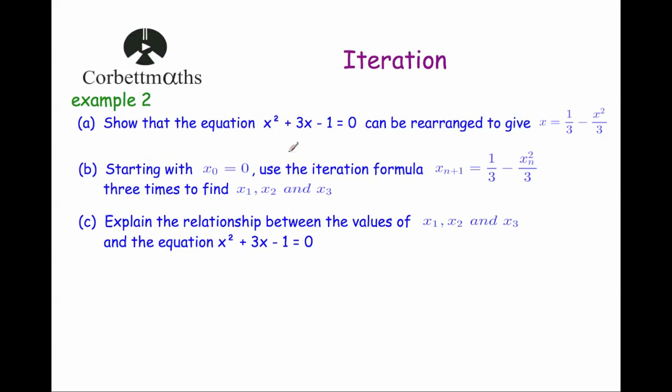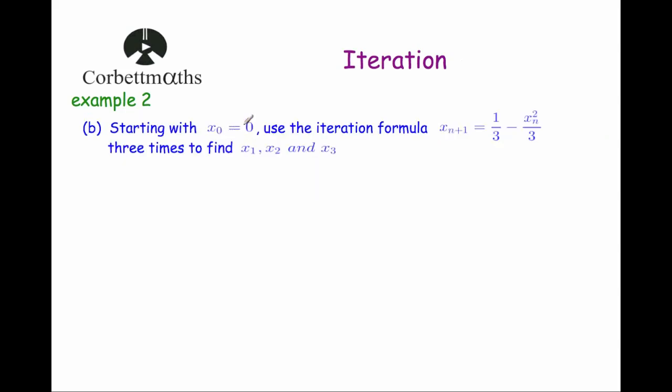And that's what our x1, x2, x3 are. They're going to get closer and closer and closer. If I got x4, x5, they're going to get closer and closer to a particular value or a particular solution to this equation. If you do watch the video on Corbettmaths how iteration works, I talked about that in a little bit more detail. Okay, so we're going to start with x0 equals 0. So let's get our x1.